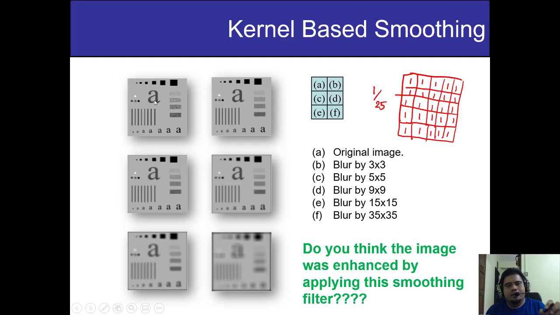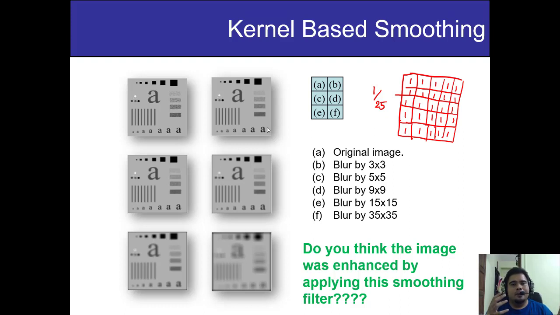You are actually reducing the sharpness of the image, which seems not so enhanced in terms of quality, if you talk about it from the perspective of the appearance of the image. However, why in image processing is image smoothing considered as one of the methods to enhance the image? Of course, if you remember, like I said in the previous chapter, when we talk about image enhancement, it's not just improving the perspective of appearance.